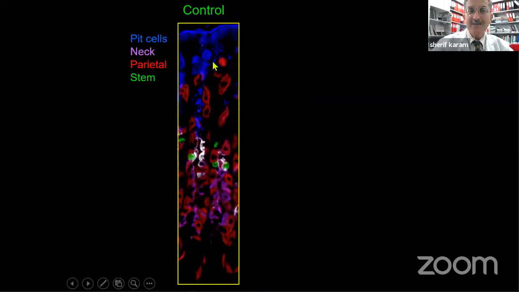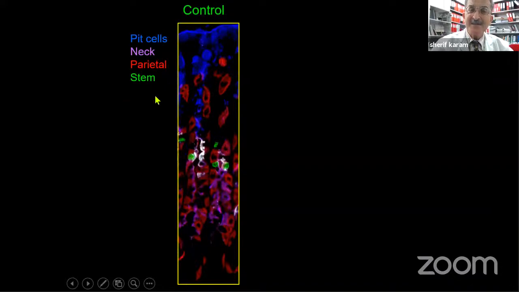So now I'm showing you a section of the gastric mucosa labeled with four different markers. One for the pit cells, which are found at the luminal surface here. So the lumen of the stomach is up and the muscle layer is at the bottom of the screen. The neck cells in the neck region are found here. They are labeled with this purple color. And the parietal cells are labeled with this red color. This is an antibody for the hydrogen potassium ATPase specific for the parietal cells. So they are labeled red.